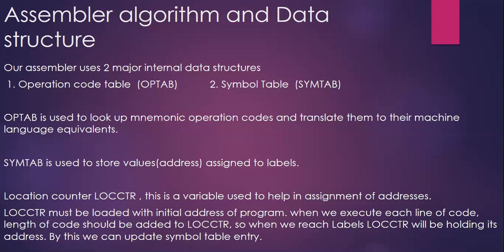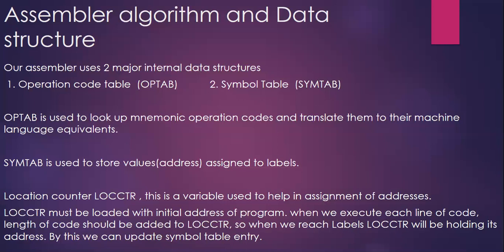Then, when we execute each line of code, the length of the code should be added to the location counter. You first load it with the starting address. Suppose 1000 is the starting address. Then suppose the first line of the program has a total of 6 bytes of instruction. That will be executed, and then the 7th byte will hold the next instruction. So the 6 bytes was the length of that particular instruction, and it should be added to the location counter. 1000 plus 6 is 1006. Next will be 1007. We use such logic to find the location of a particular instruction.